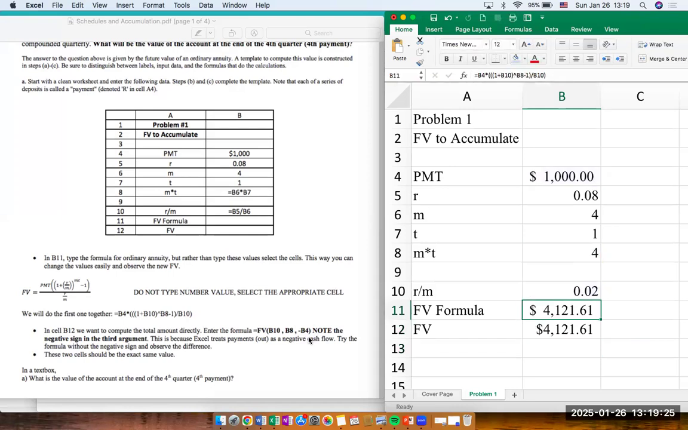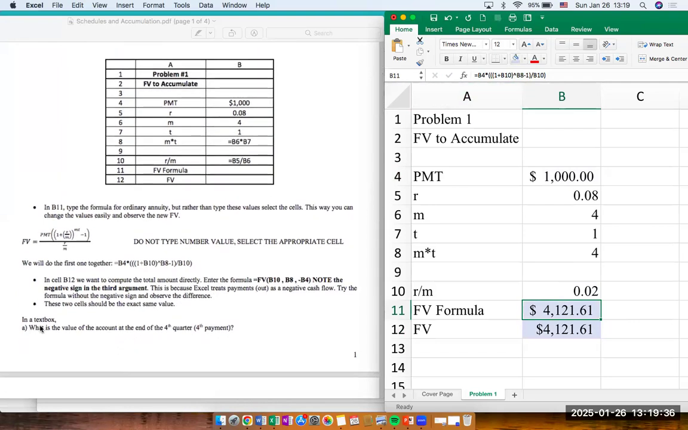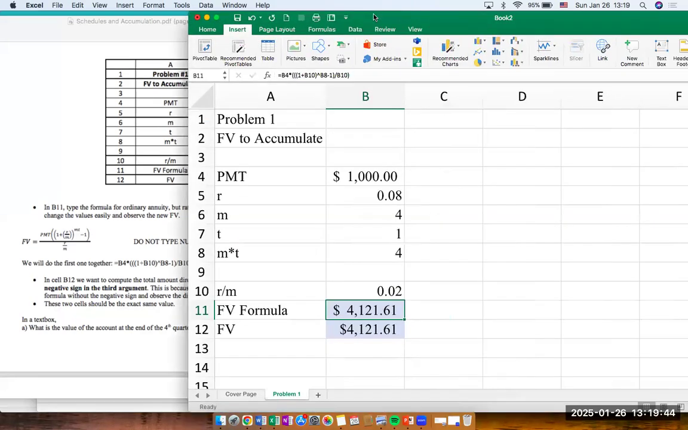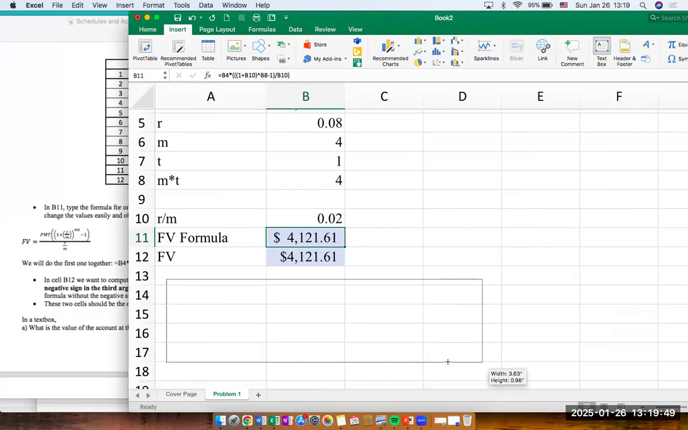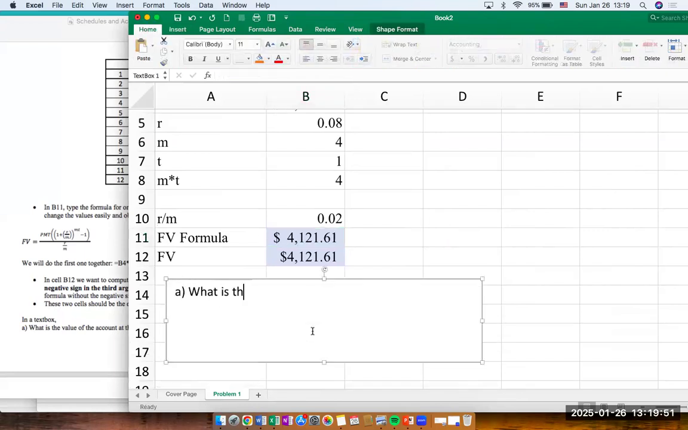Now, these two should be the exact same, which again, I might go ahead and highlight our answer. It should be the exact same. So then it says in a text box, what is the value of an account at the end of the fourth quarter or the fourth payment? Let's go ahead and insert a text box and insert one down here. Okay, what is the value in account at the end of the fourth payment?